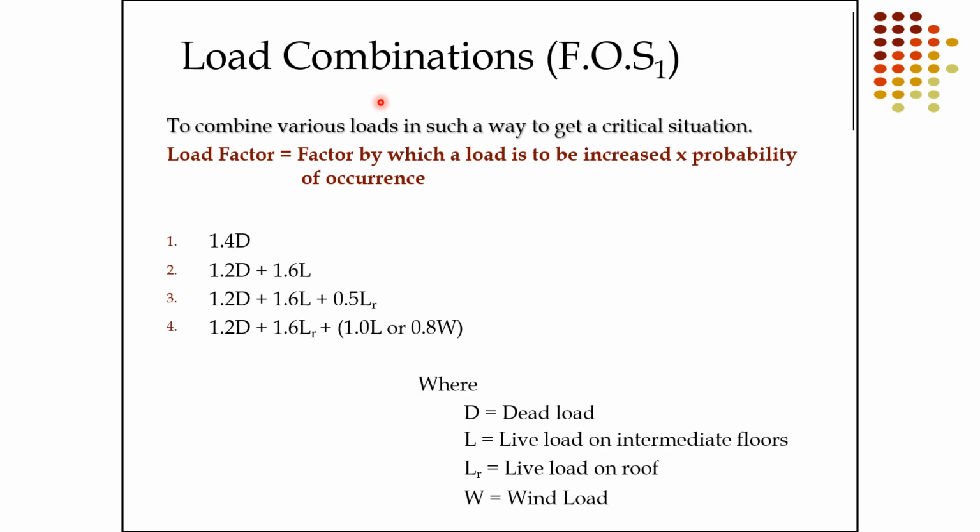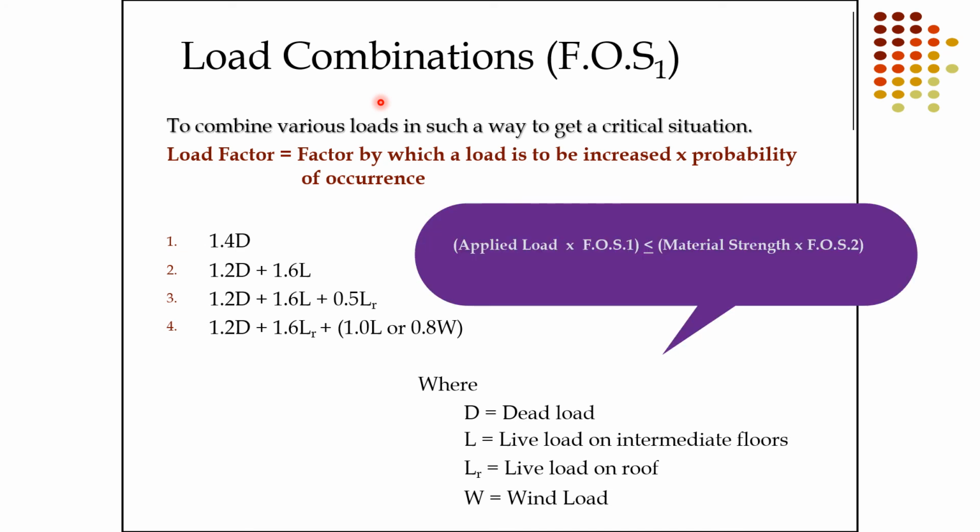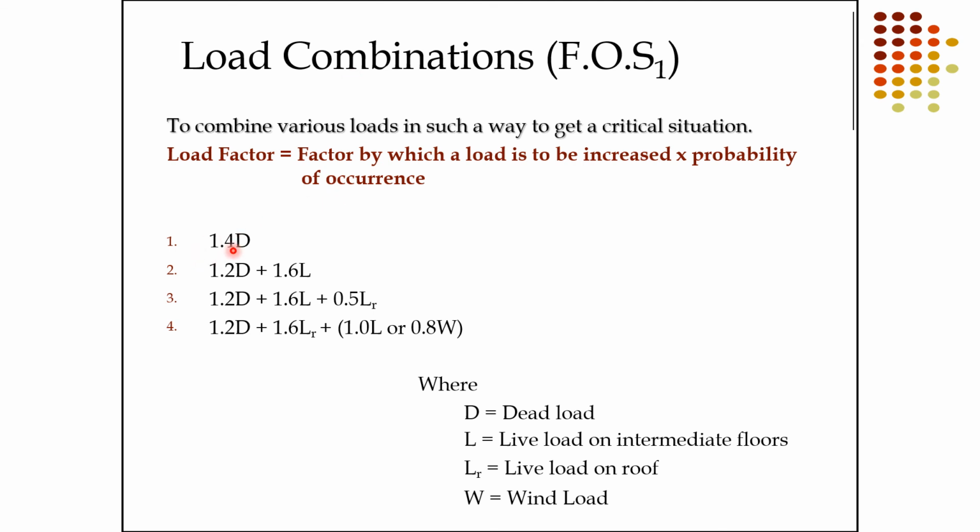Now the load combinations. There are basically two things I have discussed in the LRFD design method. One is the factor of safety which we apply on the loads, and the second is the factor of safety which we apply on the material side. On the load side, we use 1.4 D, and 1.2 D plus 1.6 L. D means dead load, L means live load, and Lr means live load on roof.